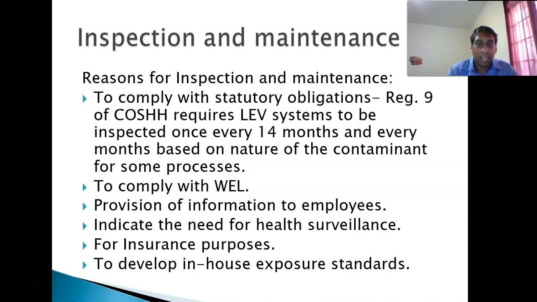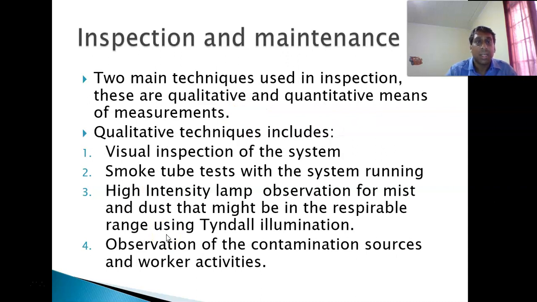The two main things used in inspection are qualitative and quantitative means of measurement. Qualitative technique uses visual inspection of the system, smoke tube tests with the system running, high intensity lamp observation for mist and dust that might be in the respirable range using tidal illumination, and observation of the contamination sources and worker activities.